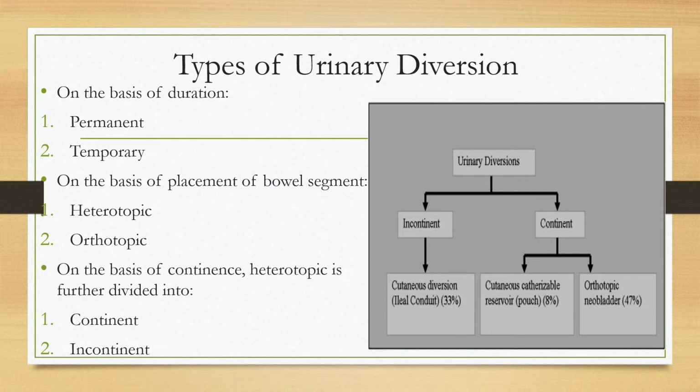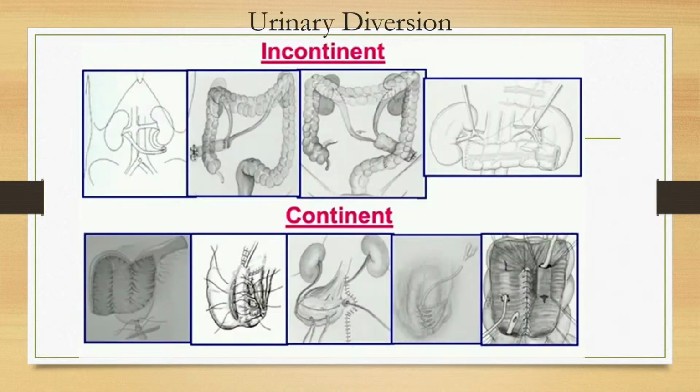Urinary diversion is a surgical procedure which aims to reroute urine from the normal pathway that it's supposed to have to an alternative route. It may be classified in several ways, either as temporary or permanent, or on the basis of the location, whether it's an orthotopic diversion or a heterotopic diversion. Heterotopic diversions are also subclassified into whether they're continent or not.